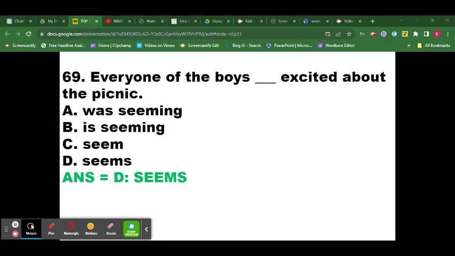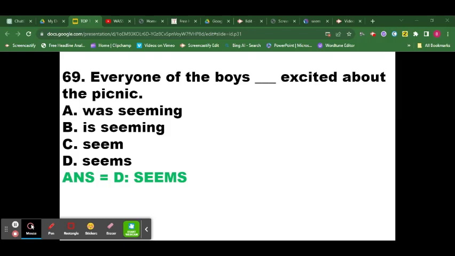So you cannot say every one of the boys is seeming excited. No, you cannot use this kind of verb with ing. It is similar to seeing. When you say I am seeing you, it is incorrect. I see you or I can see you. Even when you say I am hearing you, these are all mental verbs. They are not used in the progressive sense.